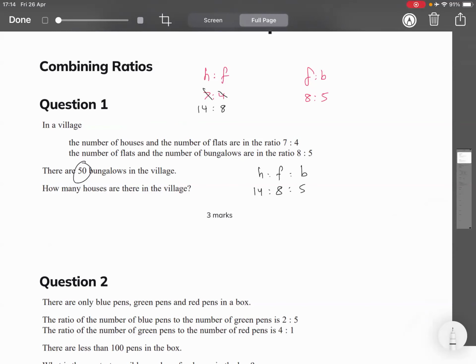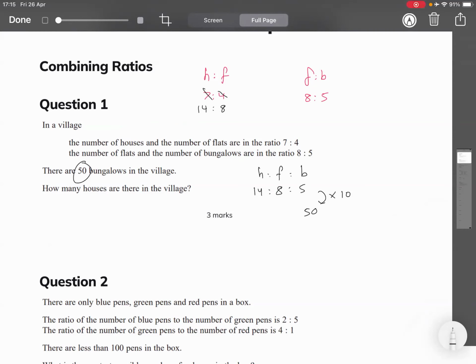There are 50 bungalows in real life. So everything is just times by how much? How do you get from 5 to 50? You times by 10. So everything in the ratio is times by 10 to get the real number.